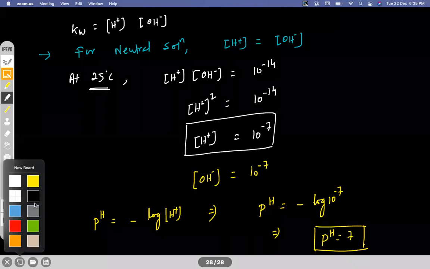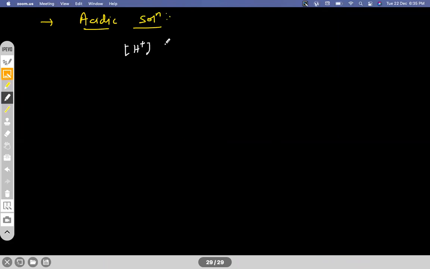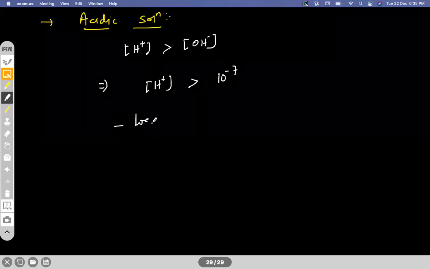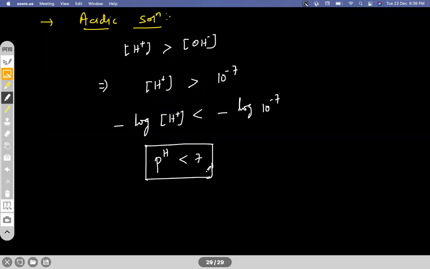Now if you talk about an acidic solution, what is the condition? If the solution is acidic, then the concentration of H plus should be more than the concentration of OH minus, and hence the concentration of H plus should be more than 10 to the power minus 7. If I take minus log both sides, minus log of H plus, which is pH, is less than 7. This is the condition of an acidic solution that you have done in 9th and 10th grade, that for an acidic solution, pH is less than 7. The mathematical definition, the derivation, is this.